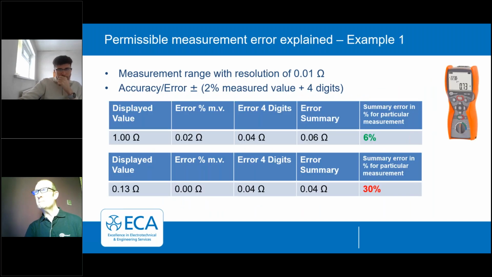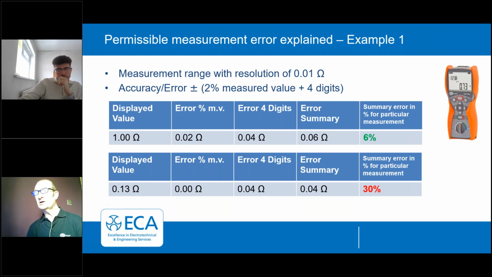So in this example, we can see that we have a measurement range with a resolution of 0.01 of an ohm. And we're saying that the instrumentation has an accuracy of 2% of the measured value plus 4 digits. So when we have a displayed value of 1 ohm, the percentage of the measured value calculates out at 0.02 of an ohm. We then have the 4-digit error, which we always put on the least significant digit of the range. That total error summary would then come to 0.06. Now, if we divide that by 1 and times that by 100 to get the percentage, we'll see that that is a 6% error summary.